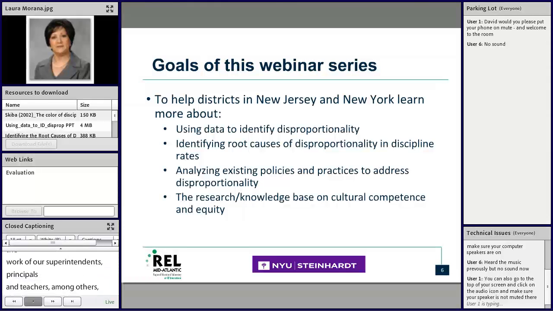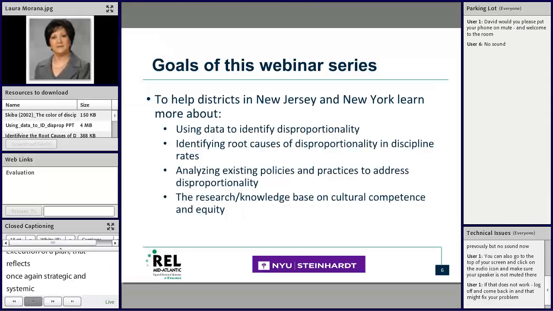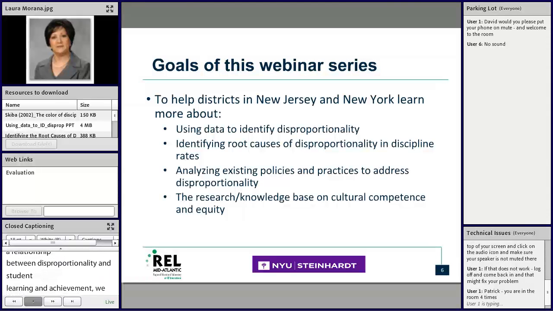However, they also recognize your authentic desire to engage in reflection, strategic thinking, planning, and execution of a plan that reflects, once again, strategic and systemic solutions. And in response to your commitment and in support of your work, particularly as you take ownership of disproportionality issues and the challenge in establishing an interrelationship between disproportionality and student learning and achievement, we all recognize that technical support is necessary.